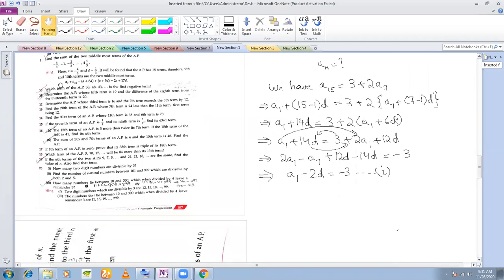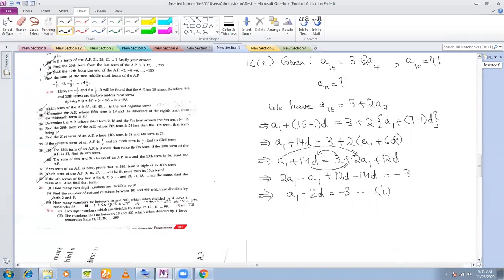Okay. Next, also given A10 is 41. Now what is A10? A10 is simply A1 plus 10 minus 1 into D, which is equal to 41. So you get A1 plus 9D is equal to 41. This is your second equation.